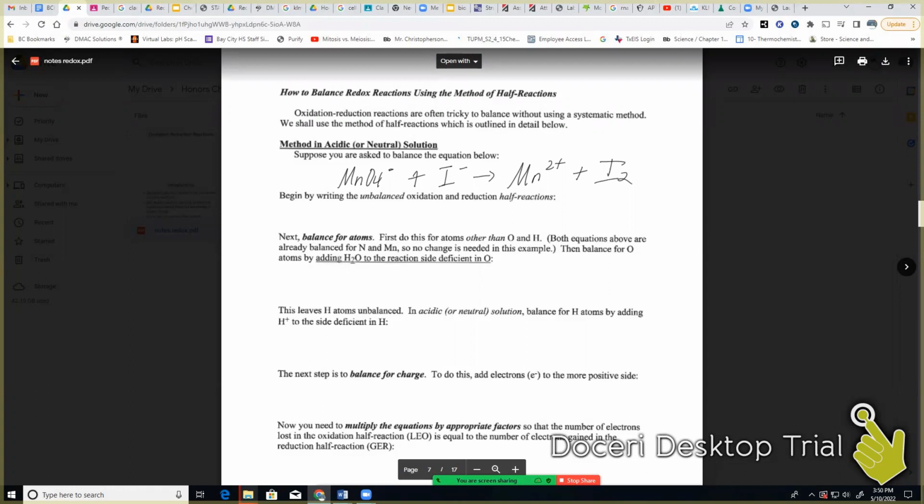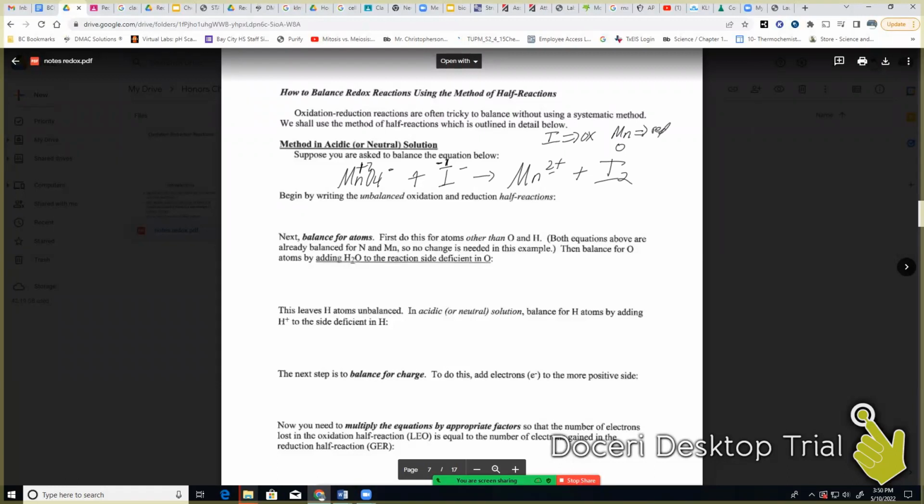The first thing I need to do is figure out what's being oxidized and what's being reduced. The easy one is iodine. It's going from a -1 to a 0, so the iodine is being oxidized. And then the MnO4 over here, the Mn is a +7. Over here, it's just a +2. So my Mn is being reduced.